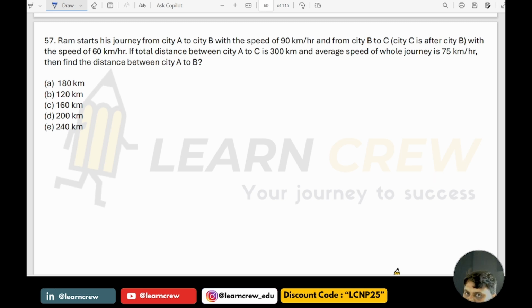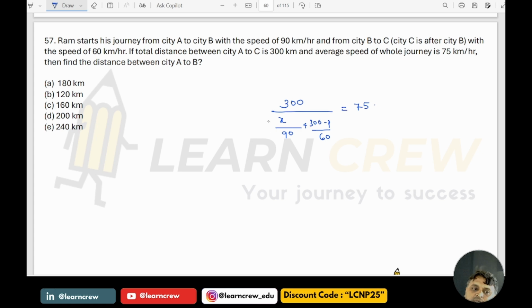A and B. Here, see here. What is given? The total average speed is given as 75, which is total distance by total time taken. If the first distance is x from A to B with a speed of 90, and next, 300 minus x with a speed of 60. So the total average speed is 75.